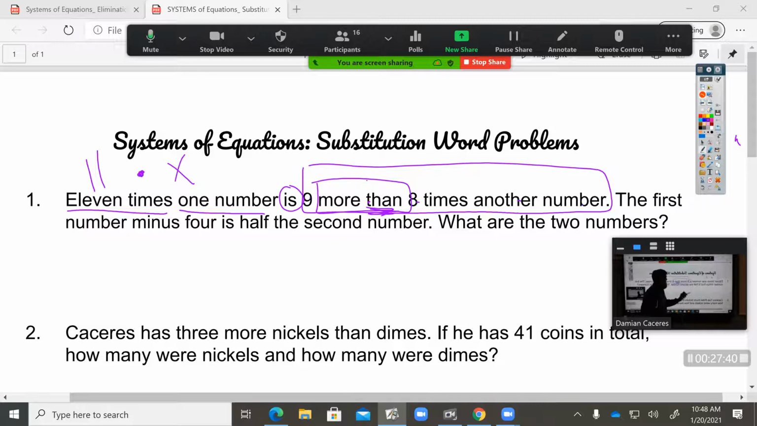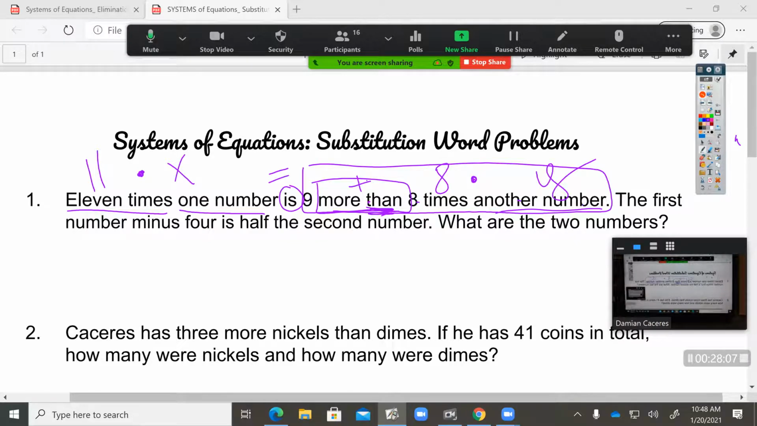Is means what in math? Equals. 9 is 9. More than means plus. 8 times another number. Can I put x there? No, because it's another number. It has to be y. It could be z. It doesn't have to be y, but the next letter in the alphabet is the easiest, obviously.